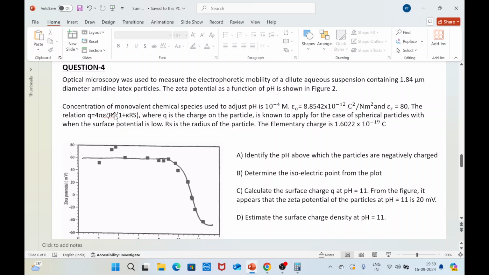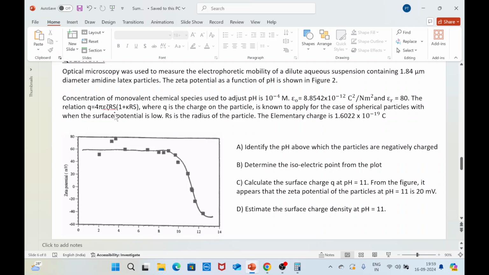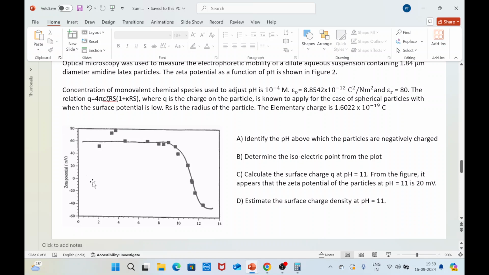Epsilon naught and epsilon r values are given. The Q expression is given. Rs is the radius of the particle, and the elementary charge is given. They are asking us to identify the pH above which the particles are negatively charged. Then they are asking us to identify the isoelectric point from the plot. Further, they are asking us to calculate the surface charge and estimate the surface charge density. So part A is easy.